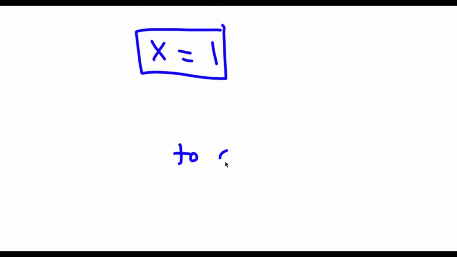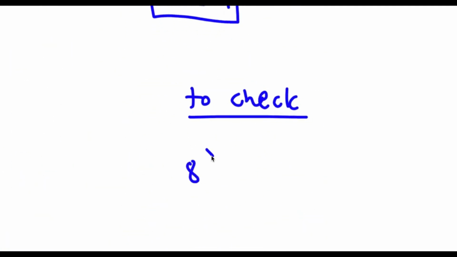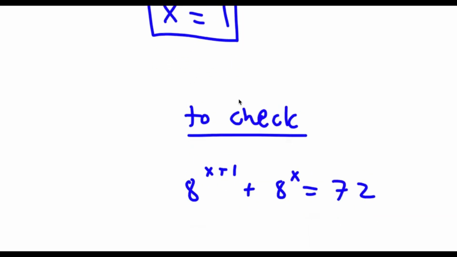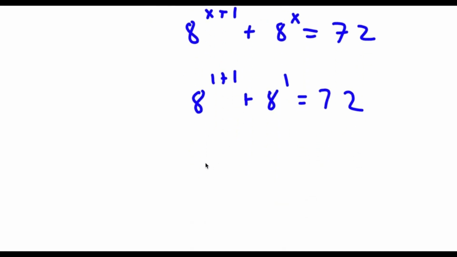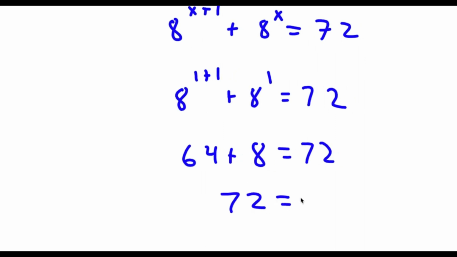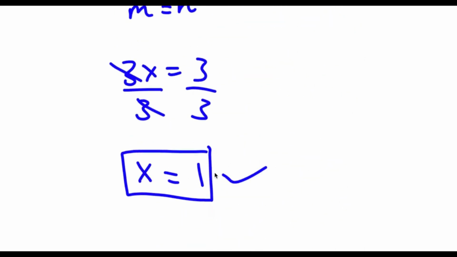So now to check, I have 8 to the power of x plus 1 plus 8 to the power of x is equal to 72. I know that x equals 1, so 8 to the power of 1 plus 1 plus 8 to the power of 1 is equal to 72. 8 to the power of 1 plus 1 is the same thing as 8 to the power of 2, which is 64, plus 8 to the power of 1, which is 8, is equal to 72. 64 plus 8 is 72. So 72 is equal to 72, and because this is right, my solution is right.